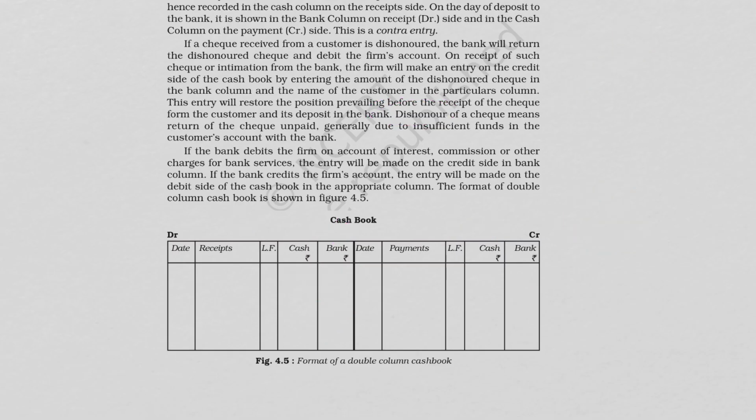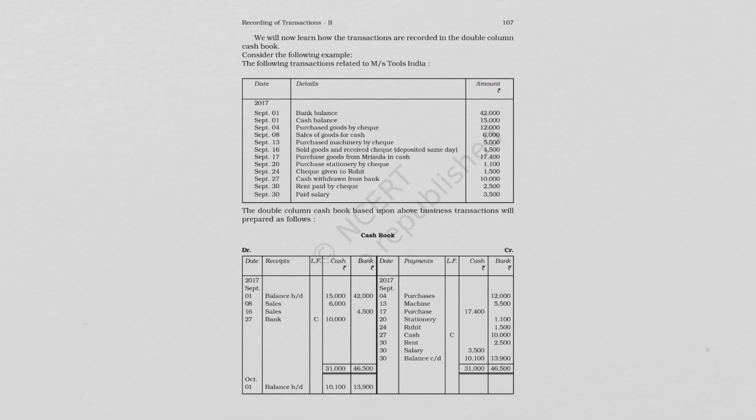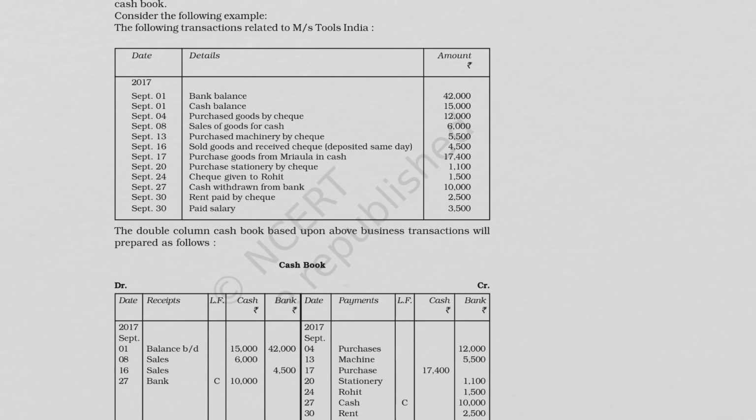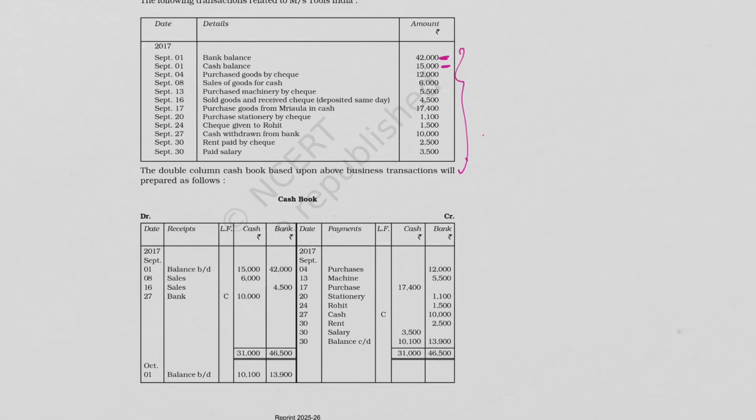Now let us look at an example. Messrs Tools India has an opening cash of rupees 15,000. It has a bank balance of 42,000. All the transactions are recorded accordingly. So at the end, the balance is calculated for both the cash as well as the bank column.